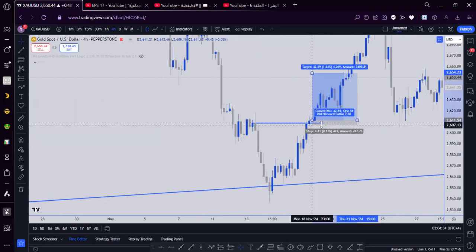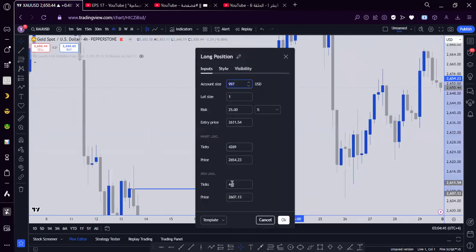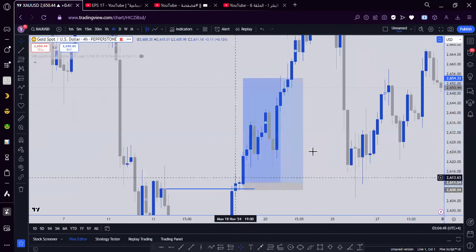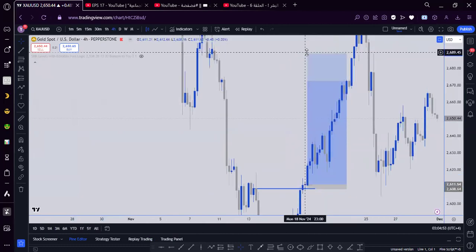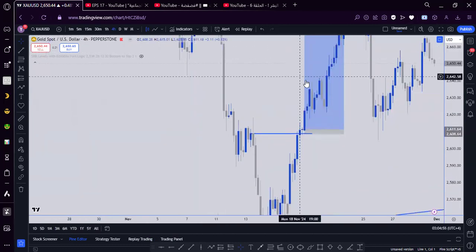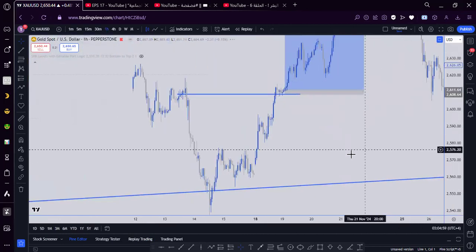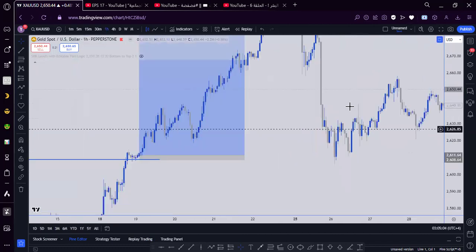So we have to enter with a 13 pips stop loss, very simple, right here after this candle closed. Your TP is until the next fresh weekly level. All right, very, very simple.